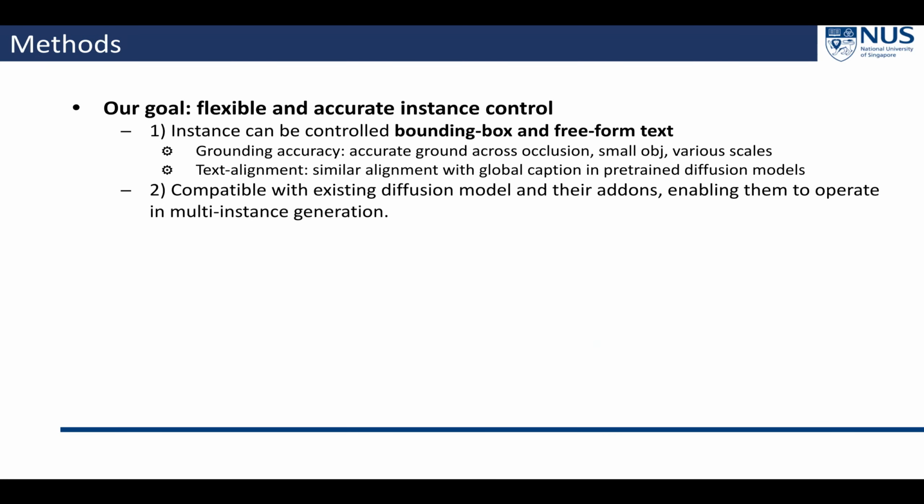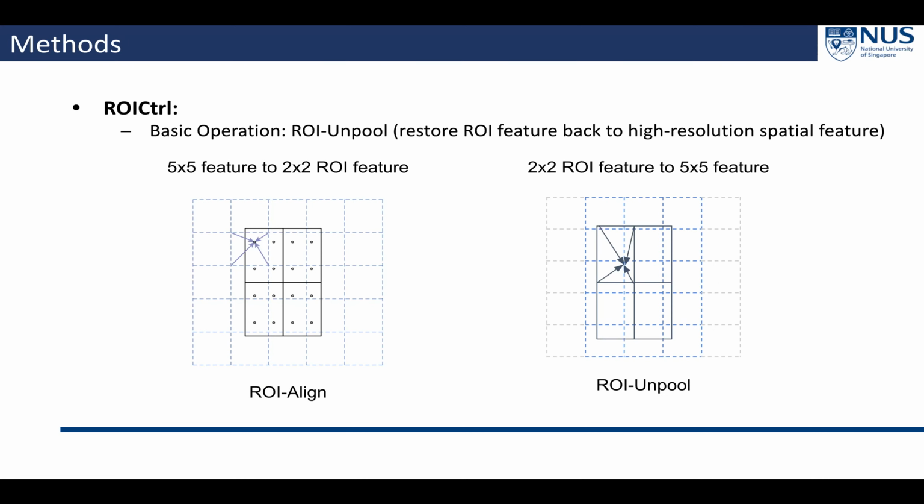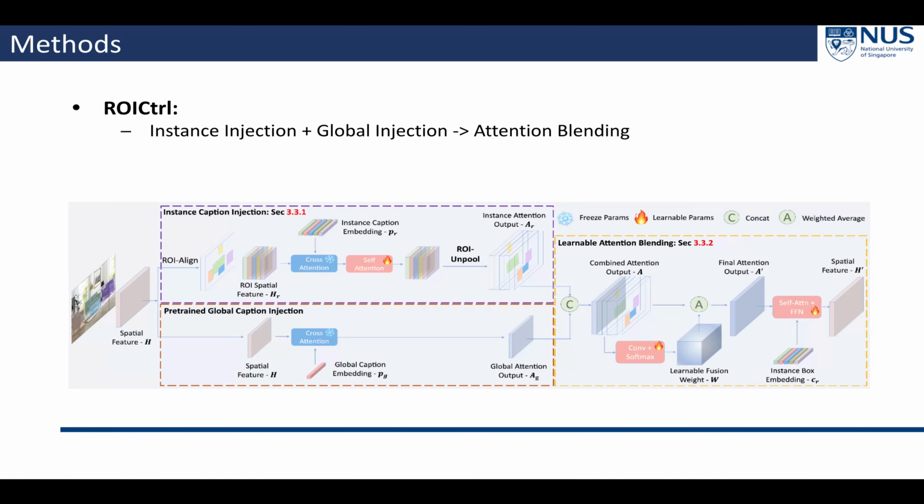So our goal is to achieve flexible and accurate instance generation. Our work is compatible with existing diffusion models and layer add-ons, enabling it to operate in most instance generation settings. Our work is based on our proposed basic operation, ROI Unpool. That means we restore our feature back to a high-resolution spatial feature. It is the inverse operation of the previous ROI Align, which crops the feature from the high-resolution feature.